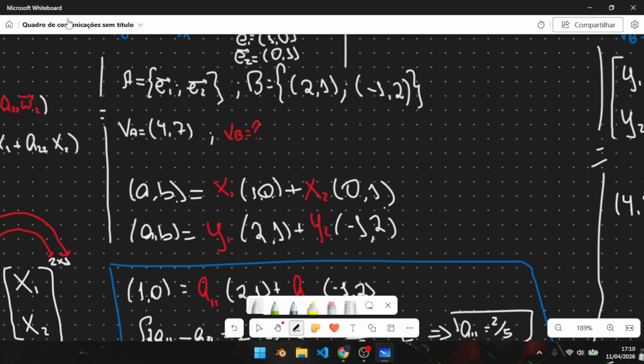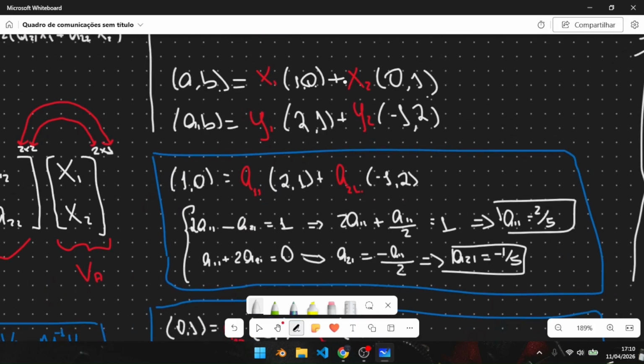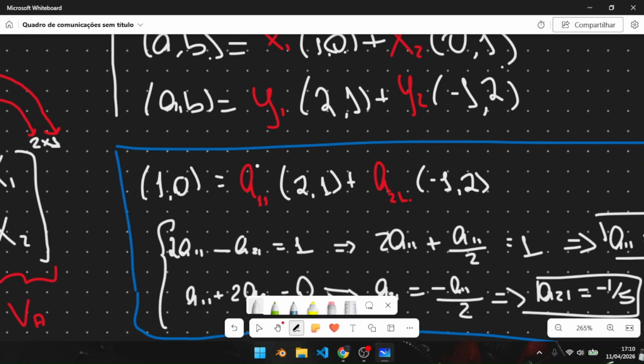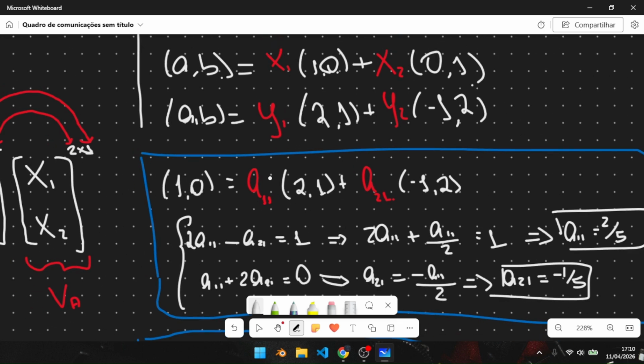Okay, so let's start with expressing the first vector of A through a linear combination of the vectors in B. So (1, 0) is a linear combination of vectors 1 and 2 in B. And notice I'm also using the rule here. The first number of this constant is 1 because this is vector 1, the first number here is 2 because this is vector 2, and the second number of both is 1 because this is vector 1 in A. When you do the multiplication and sum up these two vectors, you get that 2a11 minus a21 is going to be 1, while a11 plus 2a21 is going to be 0.